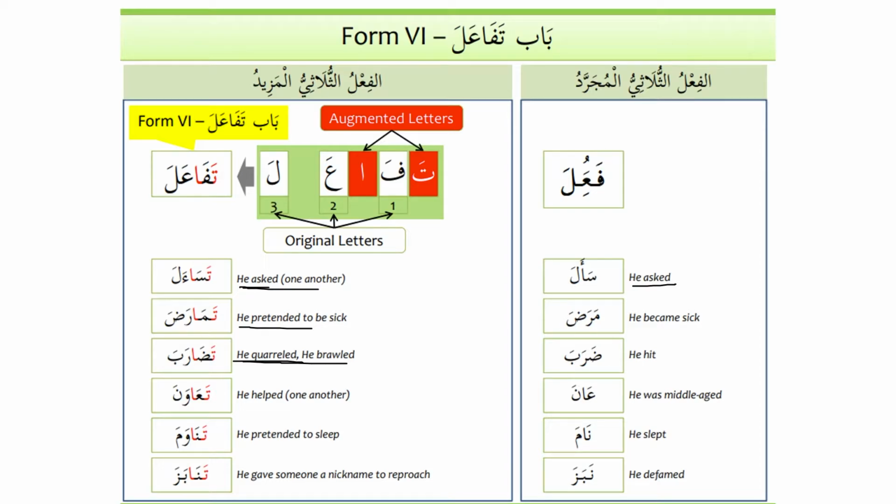Ana, he was middle-aged, but ta'awana, he helped, and as we can see over here, one another. Nama, he slept, and tanawama, he pretended to sleep. Again, this is pretension. And then we have nabaza, he defamed, and tanabaza, he gave someone a nickname to reproach. So tanabaza, in Surah Al-Hujurat, inshallah, we will discuss in detail.